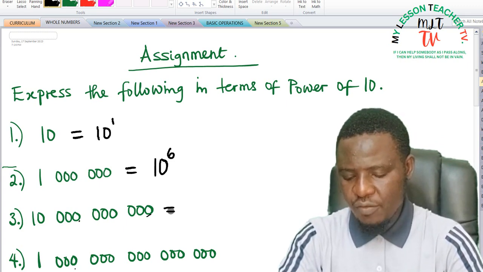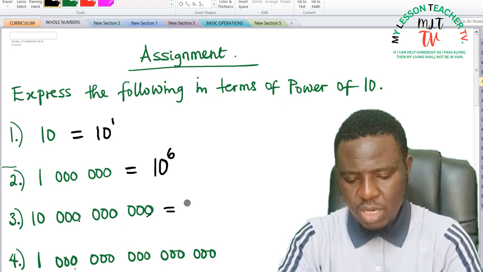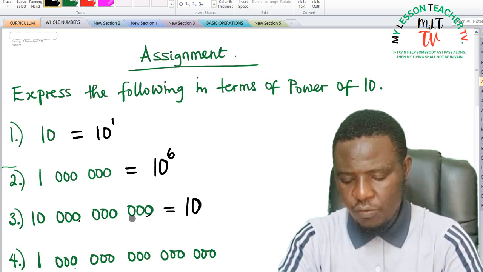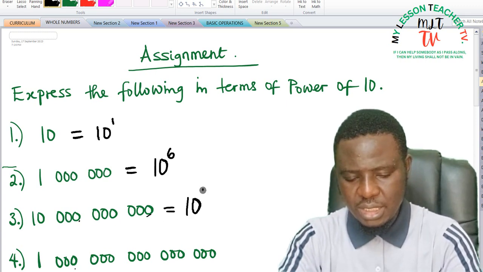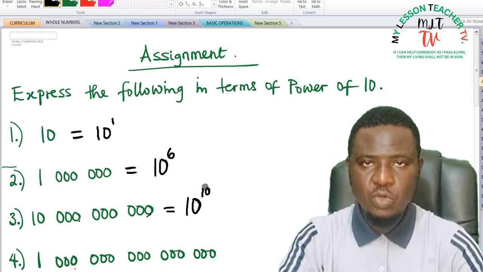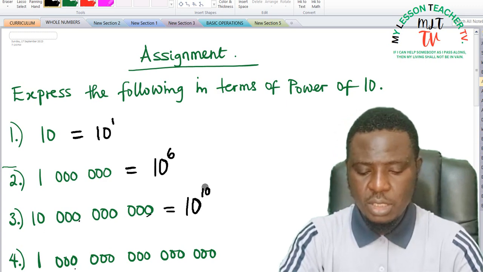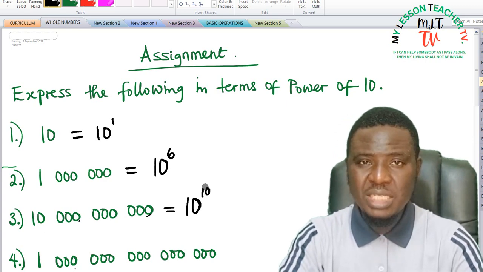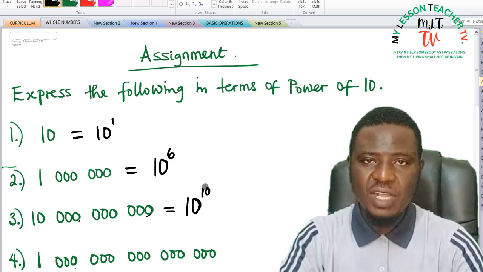3, we have 10 billion. 10 billion can be expressed as 10 to the power of 3, 6, 9, 10, and this is 10 raised to the power of 10. All you need to do is, since it's a multiple of 10, you write down 10, and the power is determined by the number of zeros you have after the first significant figure.